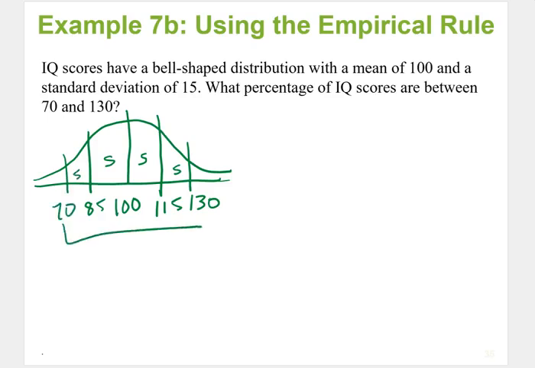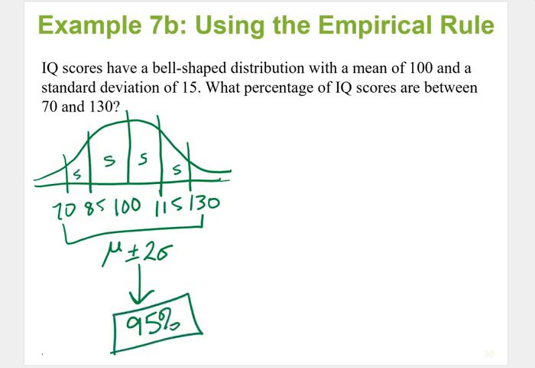So there's my spread, right? I am 2 standard deviations. So this is the mean plus or minus 2 standard deviations in each direction. So if I am 2 standard deviations away from the mean, that means that I have 95% of my data, using that empirical rule.